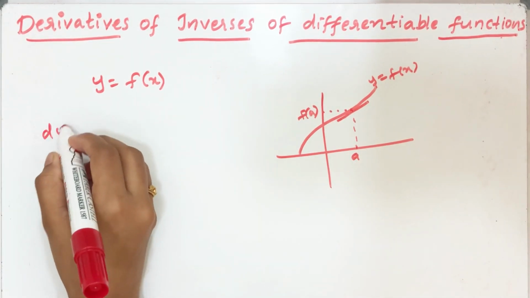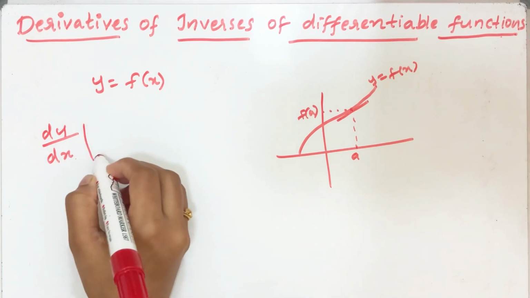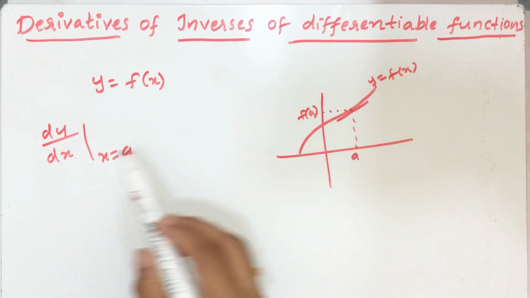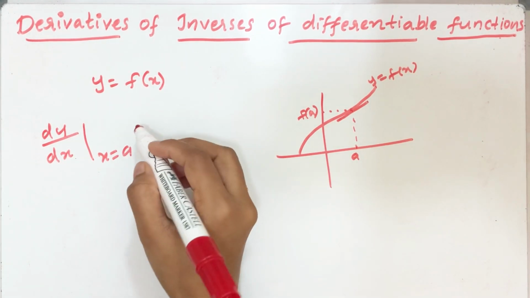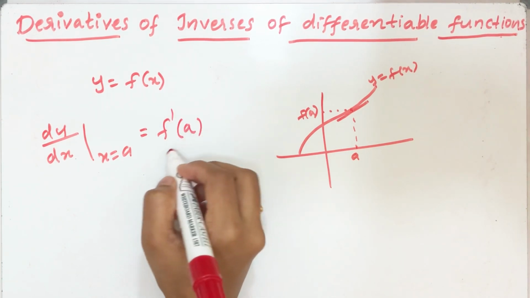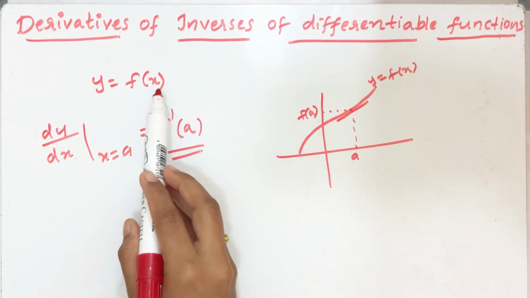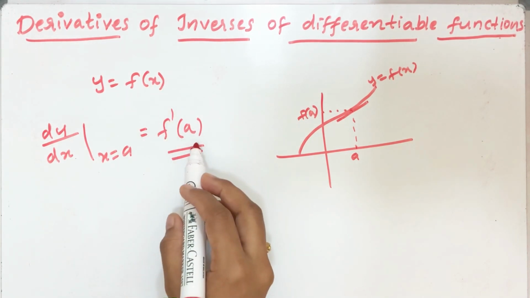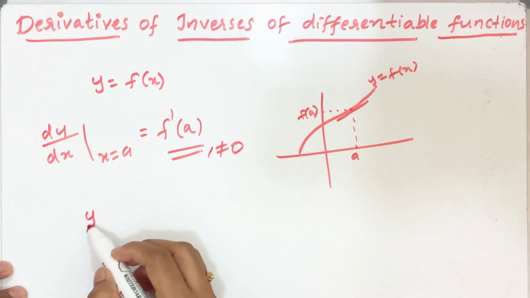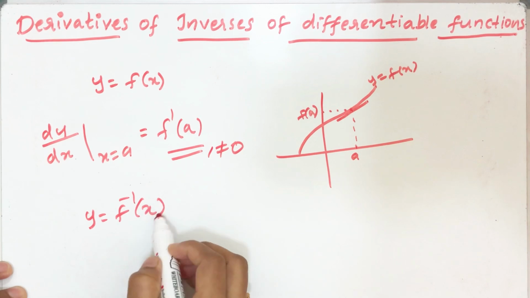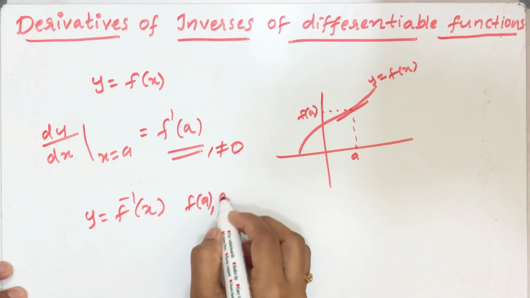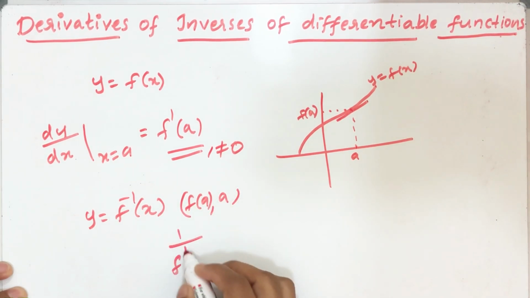Slope of the tangent is dy by dx at x is equal to a. So slope of this function at a, f of a, we can say dy by dx at x is equal to a, that is f dash of x at a, that is f dash of a. If slope of this function y equal to f of x is f dash of a and is not equal to 0, then we can say slope of y equal to f inverse of x at the point f of a will be 1 by f dash of a.